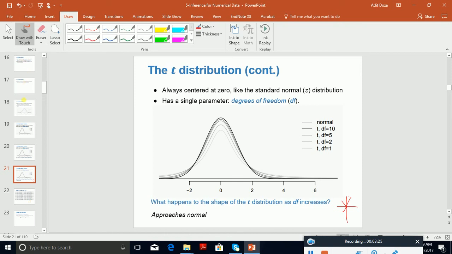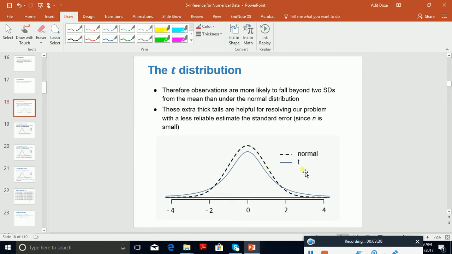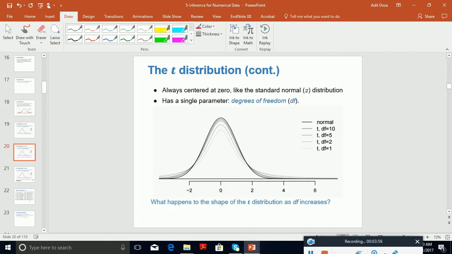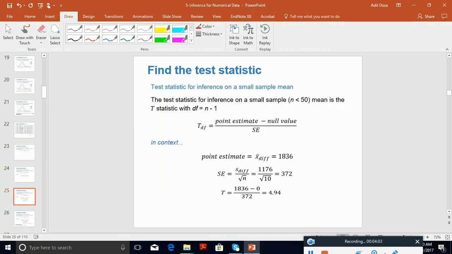If n is large, it approaches normal, and graphically the t distribution should look something like this, right? If I say plot a graph for normal and t distribution, you have to first draw the normal curve, and then show that the t distribution has a thicker tail. The t tail is thicker than the normal. So slides 18, 19, 20, 21 are important.